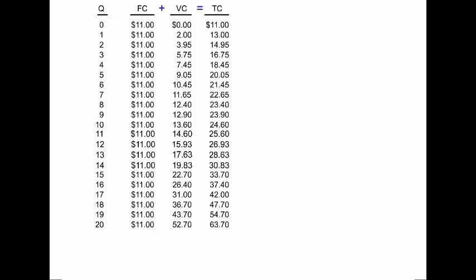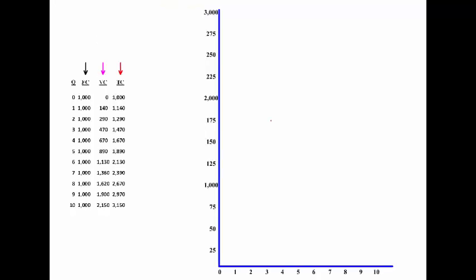When you add your fixed costs plus your variable costs together, you get your total cost. Notice that at 0 units, the total cost is 11. It's equal to the fixed cost because you have no variable cost at 0 units. And your total costs keep rising as you increase your output, and the reason that happens is because your variable costs keep rising. Let's look at a graph of fixed cost, variable cost, and total cost.